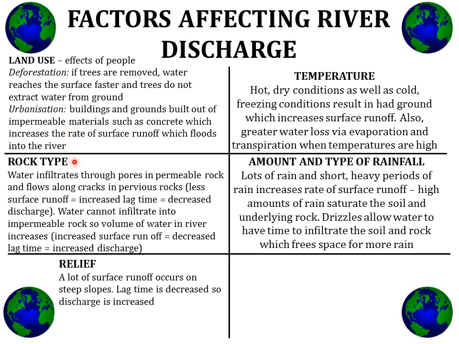Now, rock type, a physical factor, is when water infiltrates through pores in permeable rock and flows along cracks in pervious rocks, which means that there's less surface runoff, which increases the lag time and decreases discharge. Water cannot infiltrate into impermeable rock, so the volume of water in the river increases. So again, increased surface runoff means there is a decreased lag time and an increased discharge.